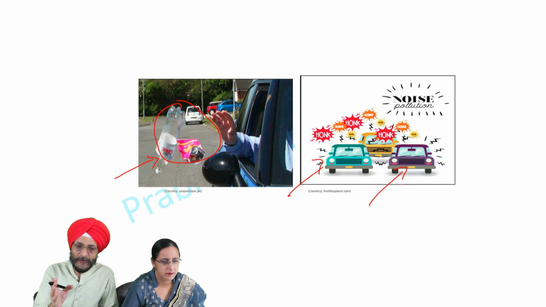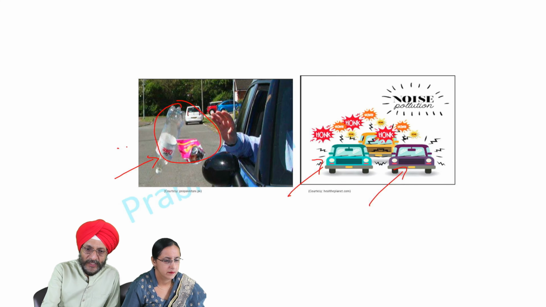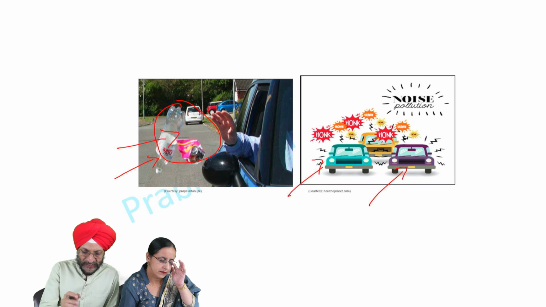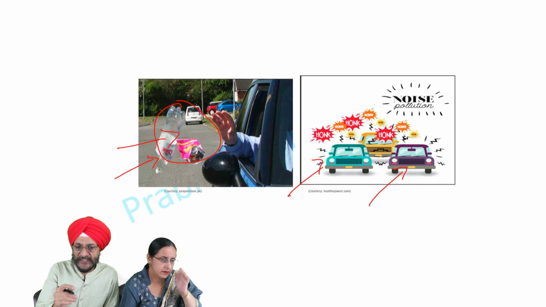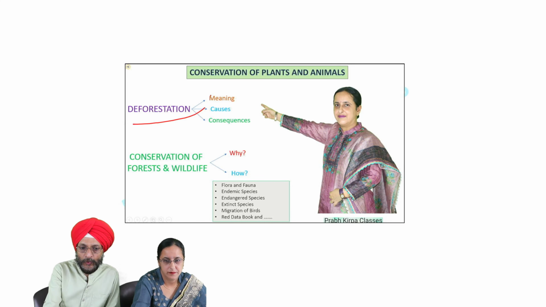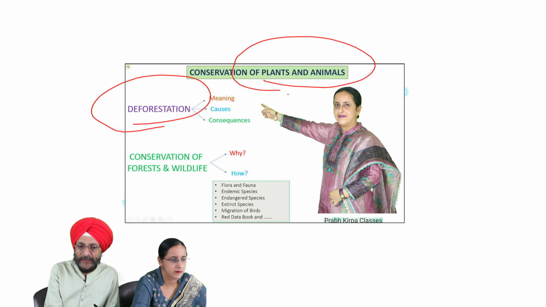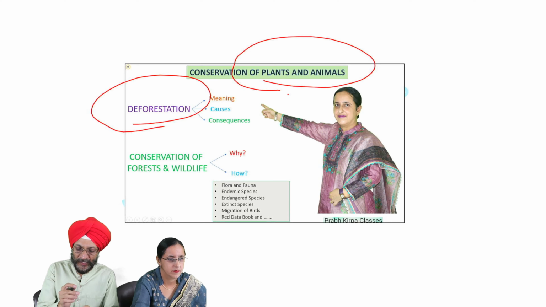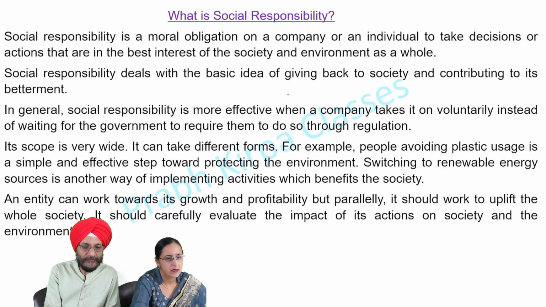So we do not care for the society welfare or for the environment. Here you can see that we are causing a lot of harm to the environment by creating waste, by not placing the waste at the proper place. We are also causing a lot of deforestation. We are not taking care of the plants and animals, which is ultimately proving harmful for the society and the environment.